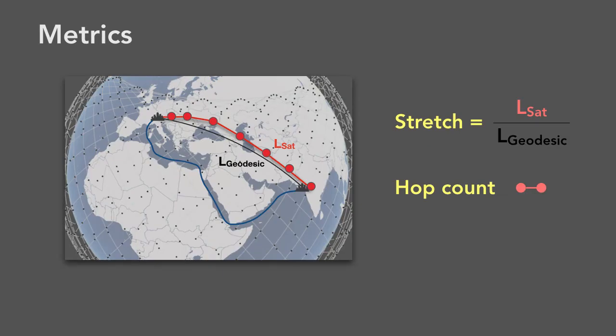Recall that I earlier mentioned stretch and hop count. Stretch is the inflation in latency over the minimum possible, that is traveling the geodesic at the speed of light in vacuum. Hop count accounts for resource consumption and hence congestion. In the paper, we show that lower hop count translates to less congestion. We also define an aggregate metric as a linear combination of stretch and hop count, with alpha being the weight or importance of stretch.